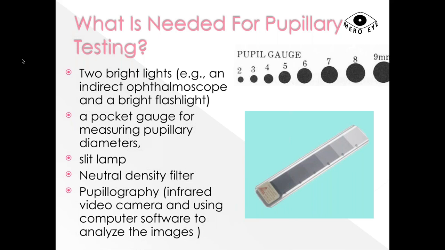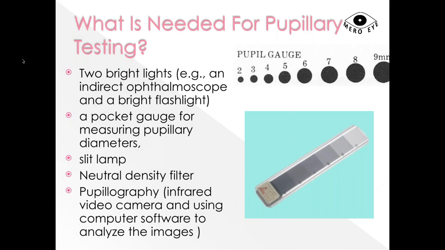Neutral density filter is very helpful to objectively quantify the relative afferent pupillary defect. This filter is placed like a prism bar, in increments from 0.3 log units, and is placed over the normal eye. We increase the filter until the relative afferent pupillary defect decreases.